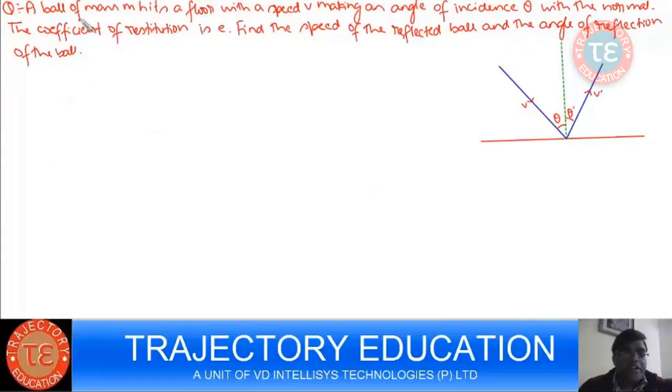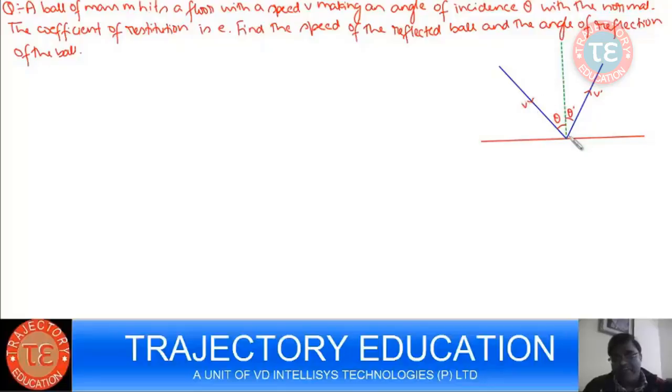See this question. A ball of mass M hits the floor with a speed V, making an angle of incidence theta with the normal. The coefficient of restitution is e. Find the speed of the reflected ball and the angle of reflection of the ball. In fact, you are given V and theta, and you have to find V dash and theta dash.